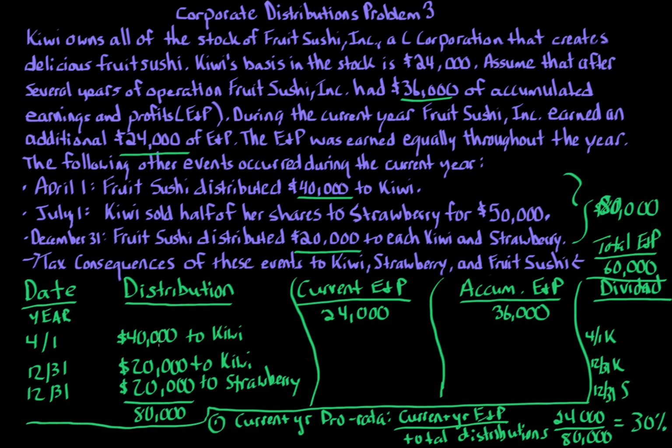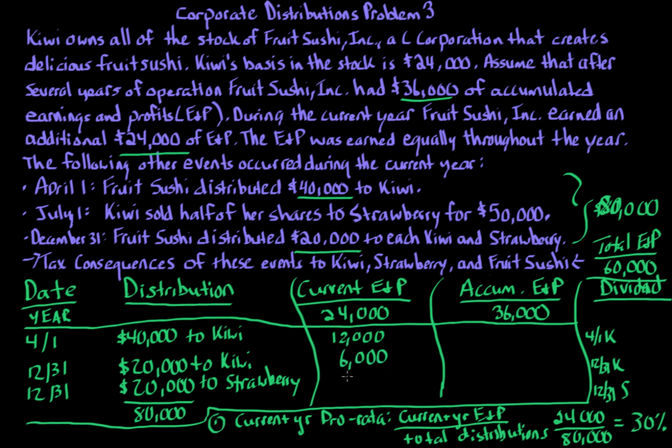That means the current year E&P that's going to be allocated to the distributions is 30%. So this 30% will be multiplied by these distribution amounts. Before I do that, this year number is the total, which just keeps track of everything. So 40,000 to Kiwi on April 1st, 40,000 times 30% is 12,000. 12,000 of current E&P is allocated to this transaction. Then 20,000 times 30% is 6,000, and 20,000 times 30% is 6,000.